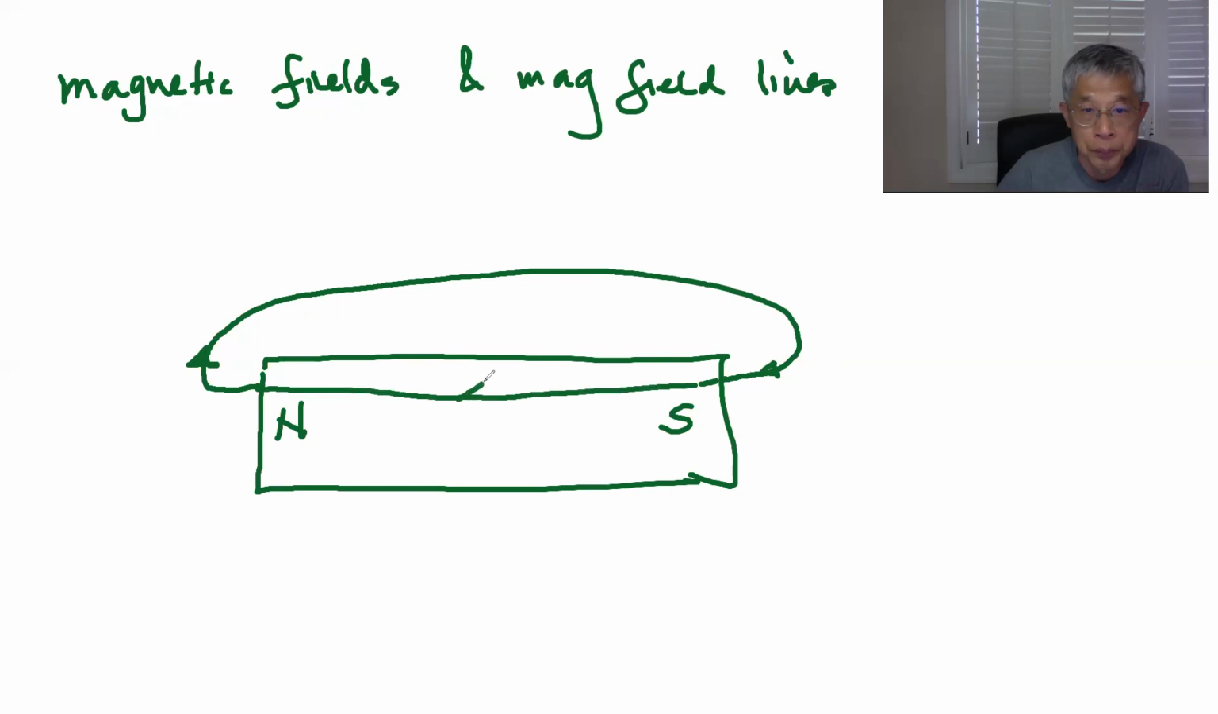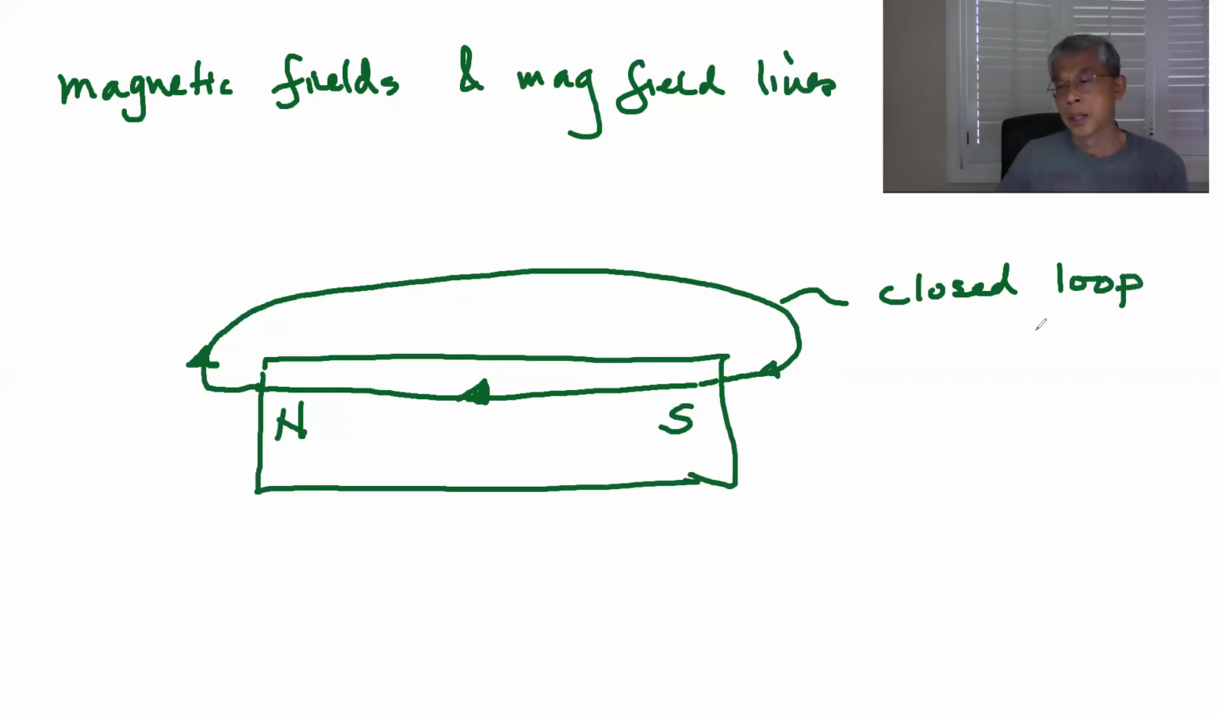You see that? It's not like electric field line. Electric field line starts from positive and ends in negative. But this one doesn't end at the south pole. It continues inside the magnet. This magnetic field line is a closed loop.